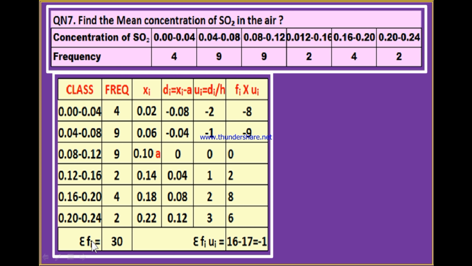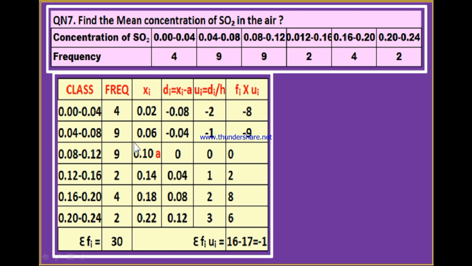And now sigma fi. Sigma fi means sum of all the frequencies. Let us add all these frequencies. 4 plus 9, 13. 13 plus 9, 22. 22 plus 2, 24. 24 plus 4, 28. 28 plus 2 is 30. Sigma fi is 30. Sigma fi ui is minus 1. And A is 0.10, that is the A value.